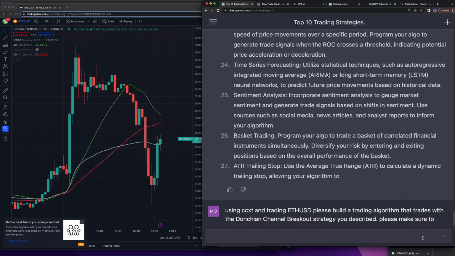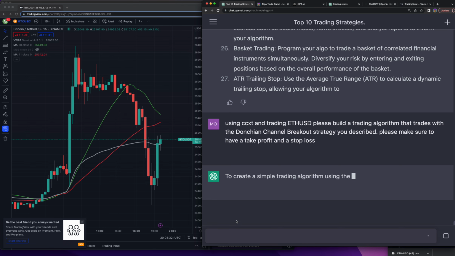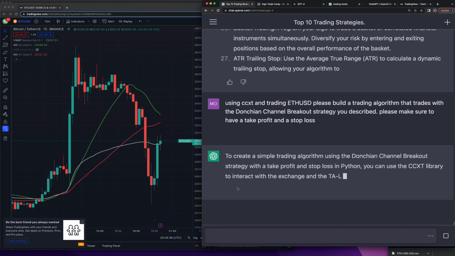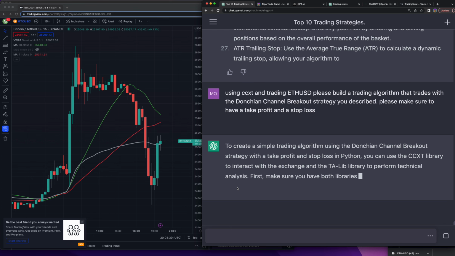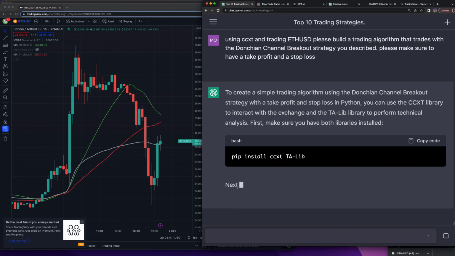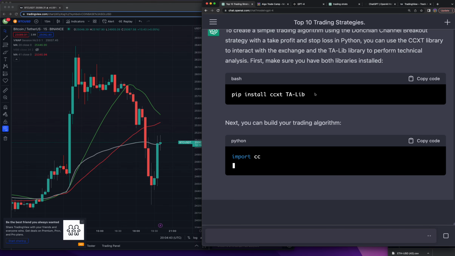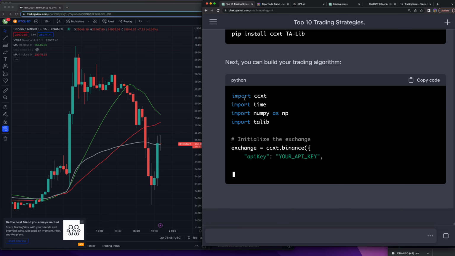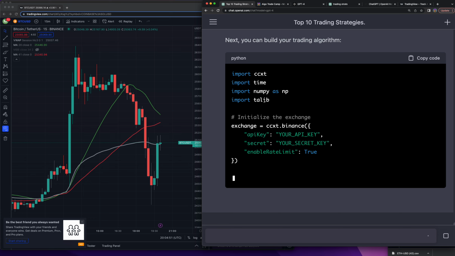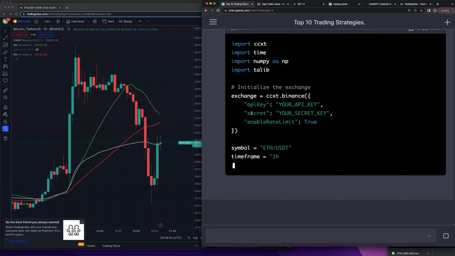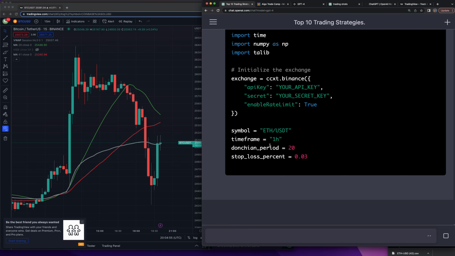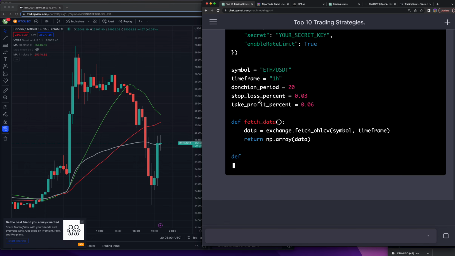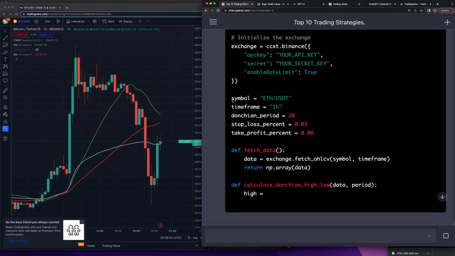What else? Let's see what it has to say. Let's see if we can code this, because we're pretty familiar with this by now. So to create a simple trading algorithm using the Donchian channel breakout strategy with a take profit and stop loss in Python, you can use the CCXT library to interact with the exchange and TA-Lib. Okay, so pip install CCXT and TA-Lib. That's good. Then we import CCXT, import time, import numpy as np. This looks really good thus far. Exchange, but I mean the last one, ChatGPT regular, or whatever we want to call it, GPT-3, could do this as well.